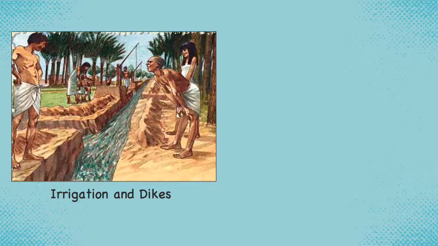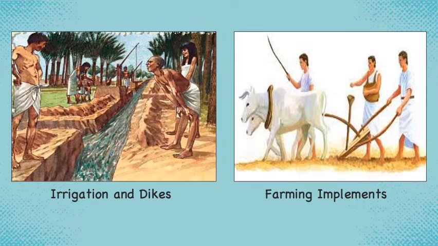The Sumerians also figured out how to collect and channel the overflow of the Tigris and Euphrates rivers and then use it to water and fertilize their farm fields. This picture is a depiction of the ancient Sumerian irrigation and dikes. The Sumerians also invented the plow, a vital technology in farming. They even produced a manual that gave farmers detailed instructions on how to use various types of plows.